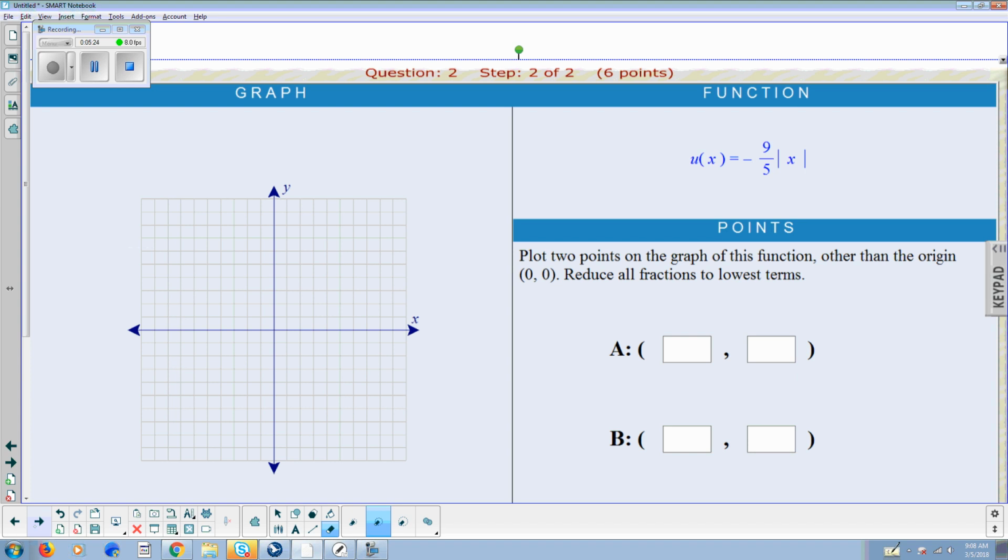Okay, next part, same question: plot 2 points on the graph other than the origin. So pick a number, any number. I like the number 1.